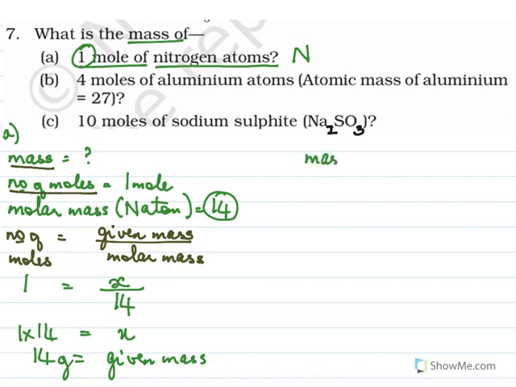Check and say, mass of 1 mole of nitrogen is equal to 14 gram.